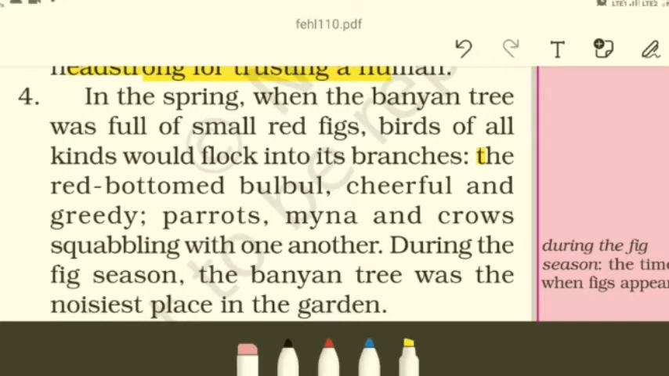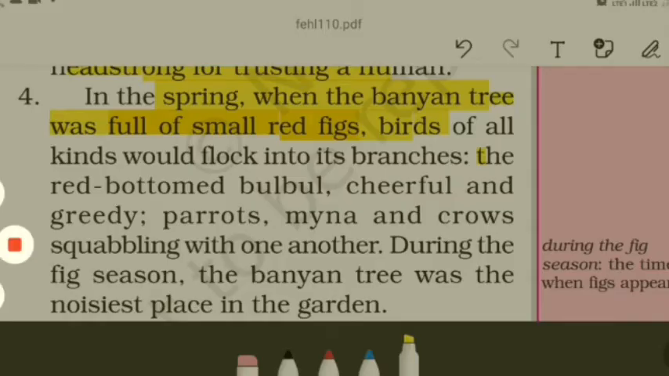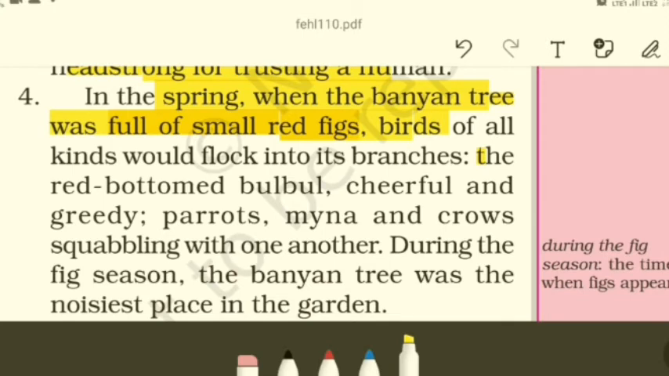So in the spring, when the banyan tree was full of small red figs, birds of all kinds would flock into its branches. Okay, into its branches, here it refers to the banyan tree. Clear? Spring season, right? This wonderful season in the month of usually, let's say, February and all. The weather is not that cold, neither that warm. It's a very wonderful, blissful season. In this season, the banyan tree is full of small red figs. What is a fig? It's a soft, sweet fruit full of small seeds. So during this season, birds of all kinds would flock, fly in a group, into the branches of the banyan tree.